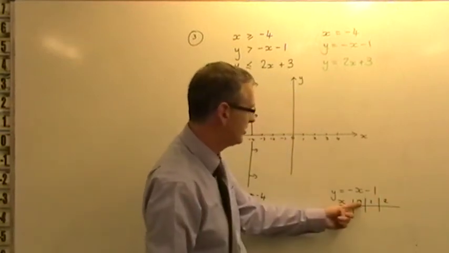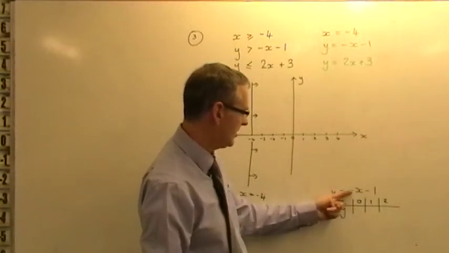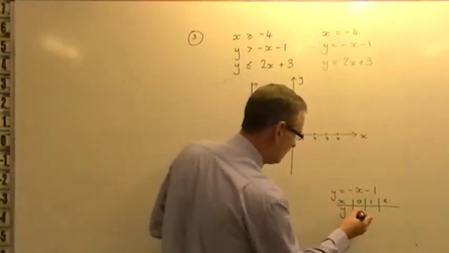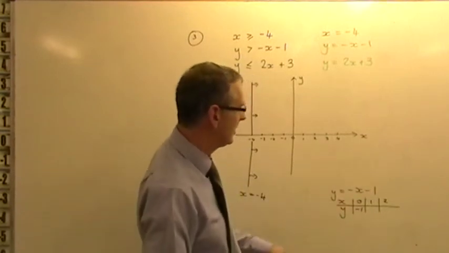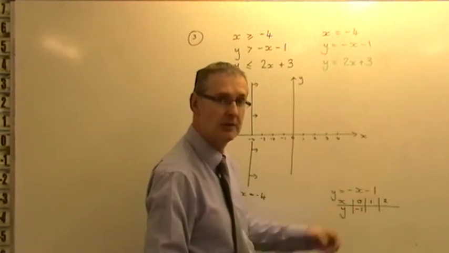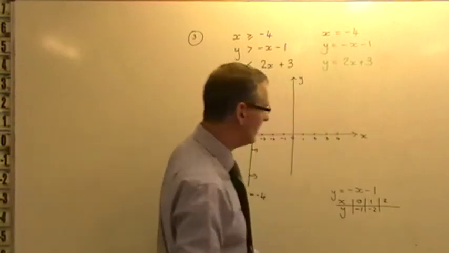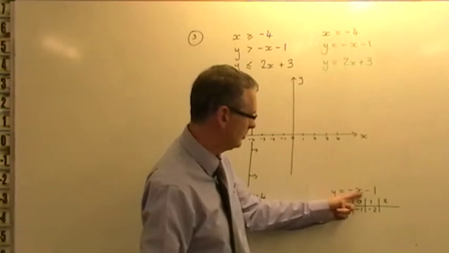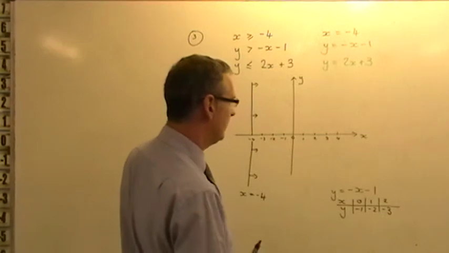If x is 0, the y value from the name will be minus nothing. Well, that's nothing. Take away 1. That's minus 1. So there's the first point. If x is 1, I'm going to get y equals minus 1, take away 1. Minus 1, take away 1, you get minus 2. And then the third one, if x is 2, you get y equals minus 2, take away 1, that's minus 3. So I've got 3 points to plot.